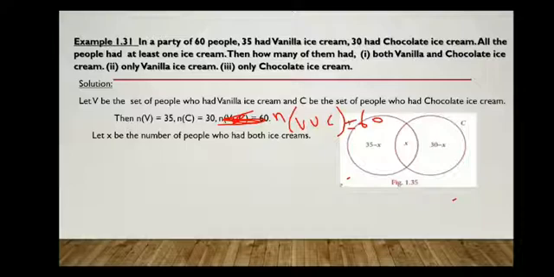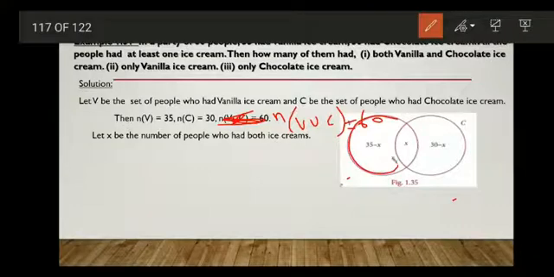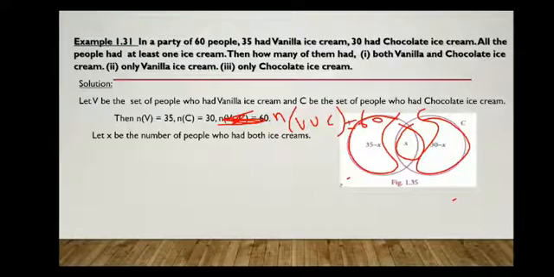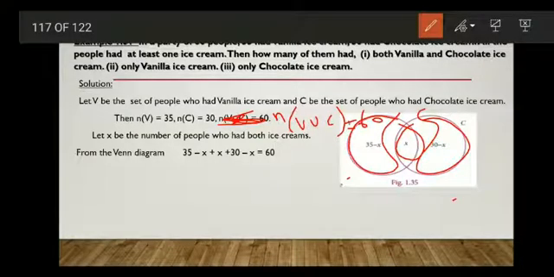Okay. So from the Venn diagram, since we know that N of V union C is equal to 60, adding the number of elements in these portions will give us N of V union C, right? From the Venn diagram, 35 minus X plus 30 minus X will be equal to 60. From this we can find out what X is. 35 minus X plus X will get cancelled. 35 plus 30 is 65 minus X is equal to 60. We need to find out X.